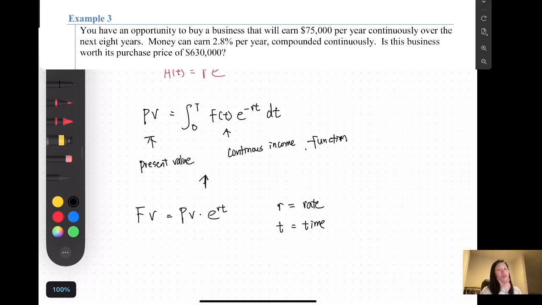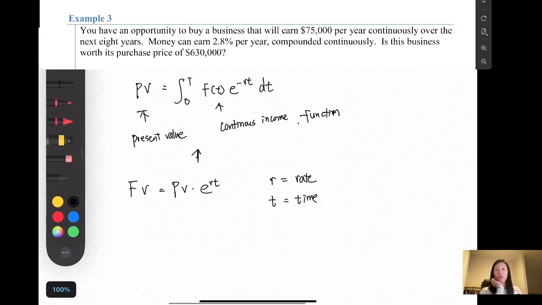Okay, so this is going to be our first example. You have the opportunity to buy a business that will earn $75,000 per year continuously over the next 8 years. Money can earn 2.8% per year, compounded continuously. Is this business worth the purchase price of $613,000? Well, in this case, we want to calculate how much this business is worth right now. So that means we can try to find out the present value.